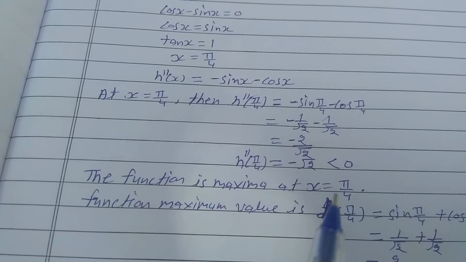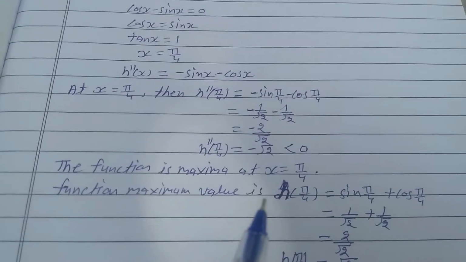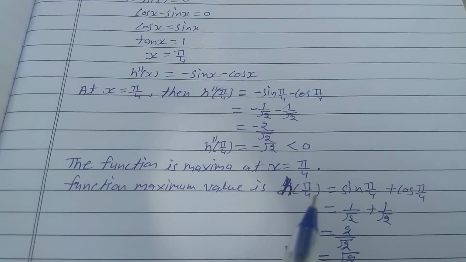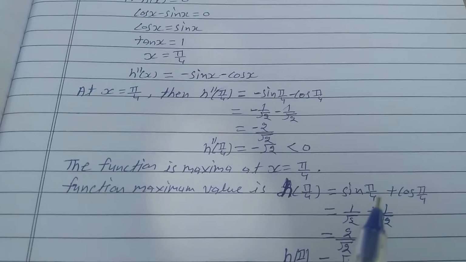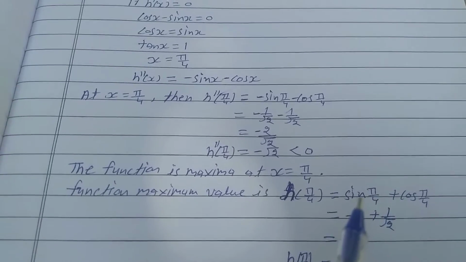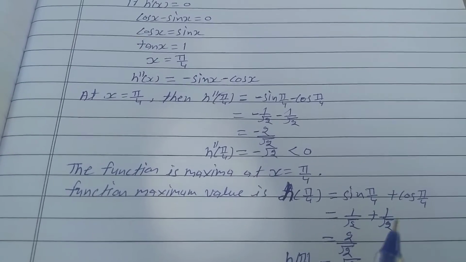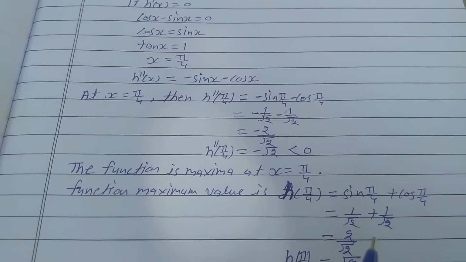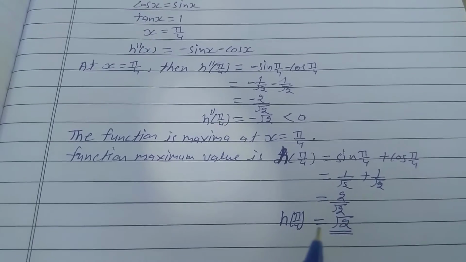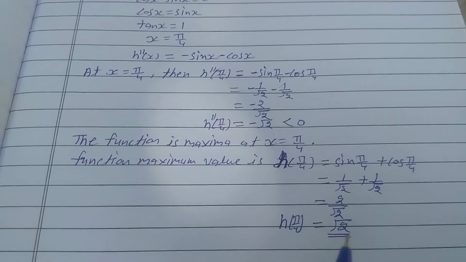So if the second derivative is less than 0, then at that point the function is maxima. The function is maxima at x is equal to pi by 4, and the function maximum value is h of pi by 4. Put in the given function x value is pi by 4, so it is equal to sine of pi by 4 plus cos of pi by 4. Sine of pi by 4 value is 1 by root 2 and cos of pi by 4 value is 1 by root 2, so it is equal to 1 by root 2 plus 1 by root 2, which is 2 upon root 2. So h of pi by 4 is equal to root 2, that is the maximum value, that is the solution of the question.